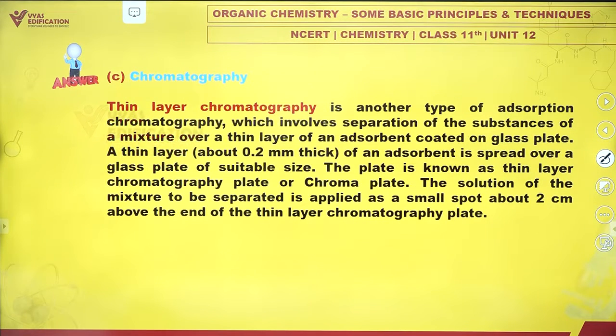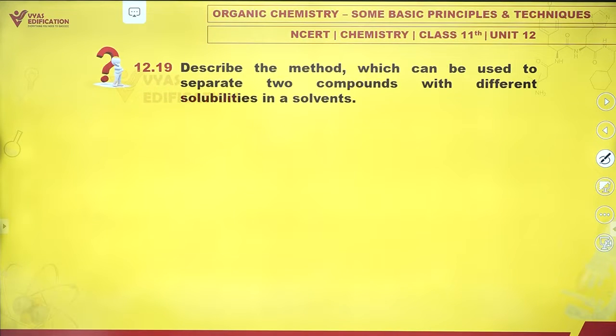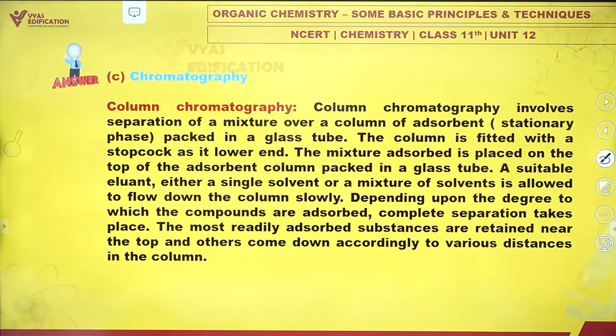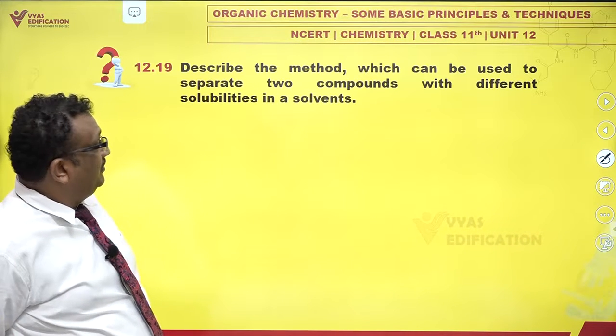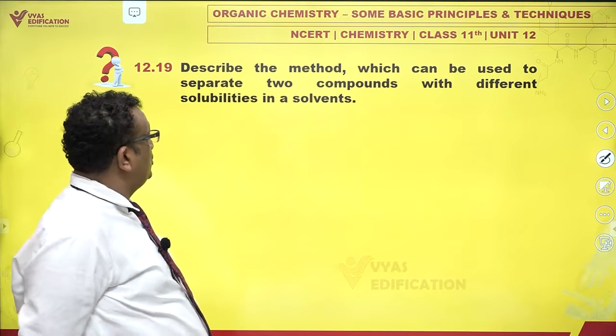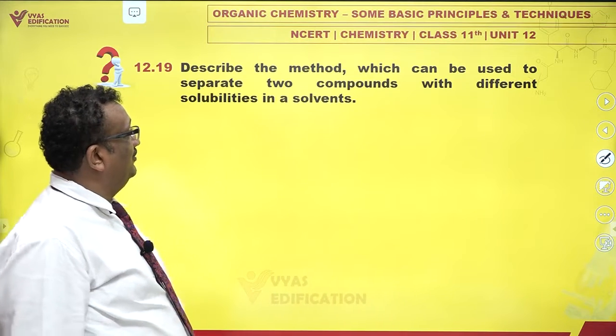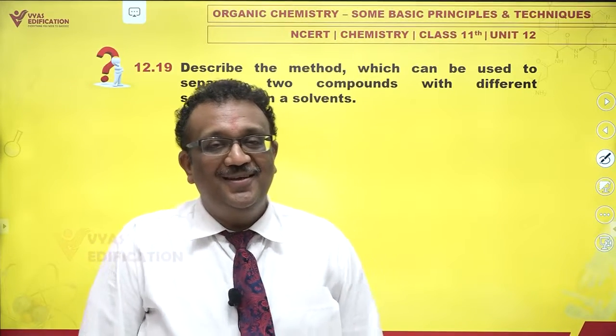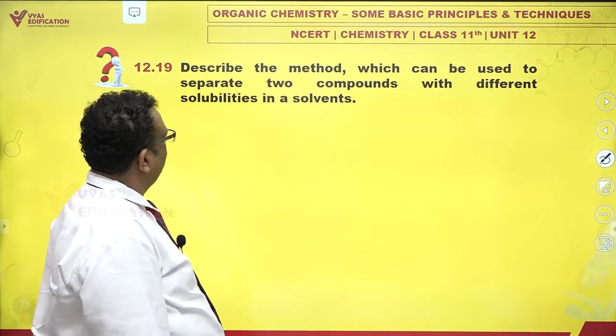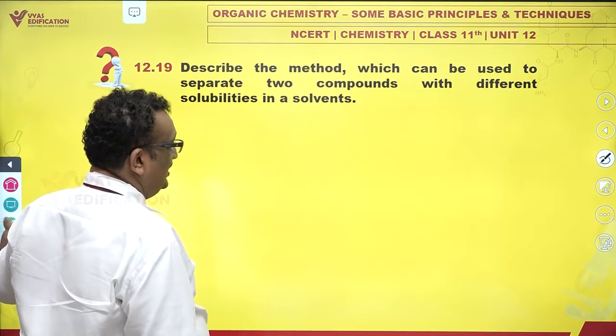Chromatography also can be classified as, well, column chromatography and thin layer chromatography. One should have both, and this is a description of both for you. Describe the method which can be used to separate two compounds with different solubilities in a solvent. Now, in a solvent, I think there is no S required here.